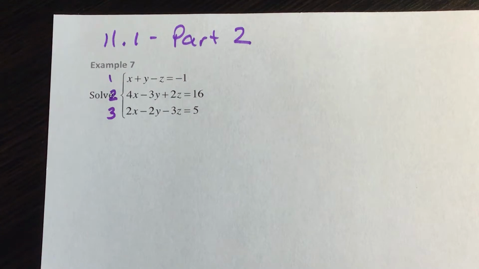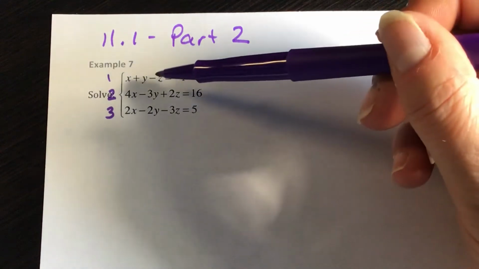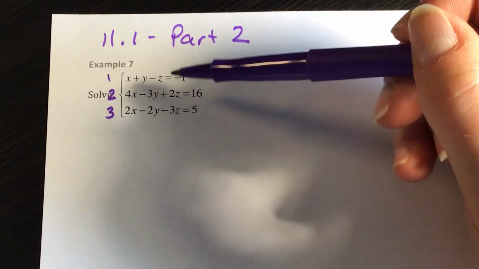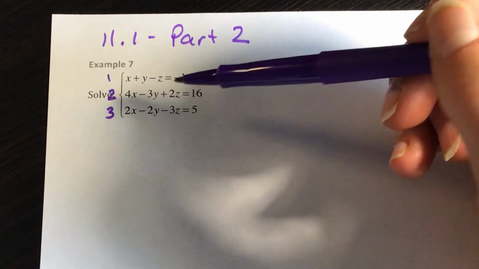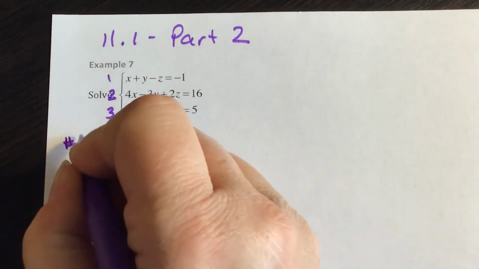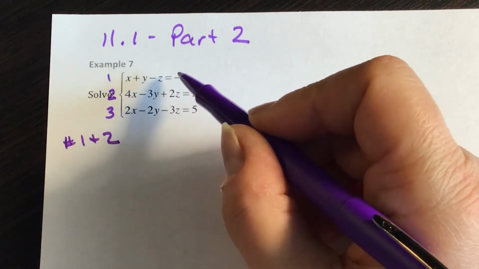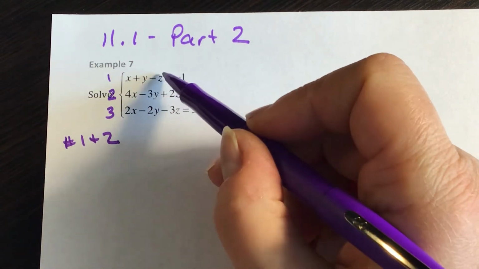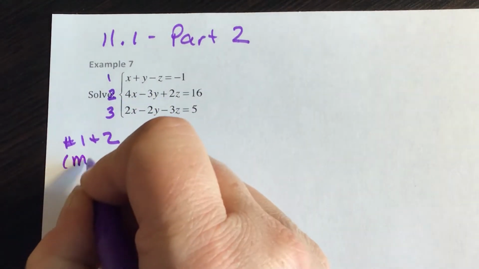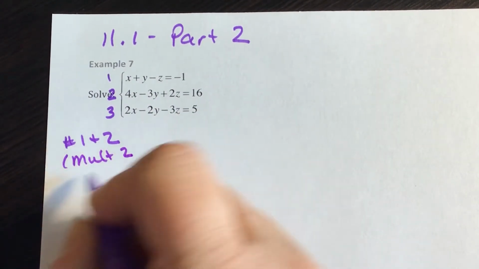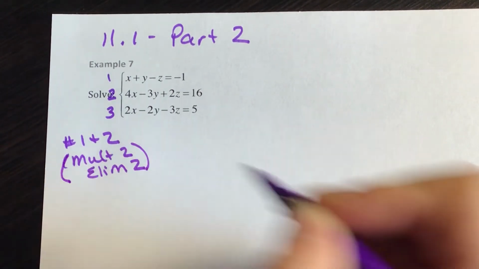And I like to get a plan before I start. So I'm going to eliminate z. If I pair up the first and second equation, so I'm going to look at numbers 1 and 2, and I'm going to multiply the first equation by 2. And that would give me opposite coefficients of z that would cancel out. So multiply by 2, and that would eliminate z. So that's just my plan.